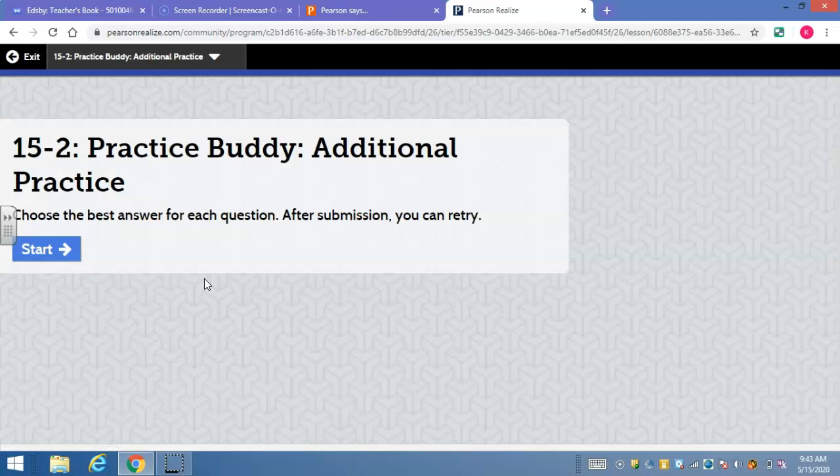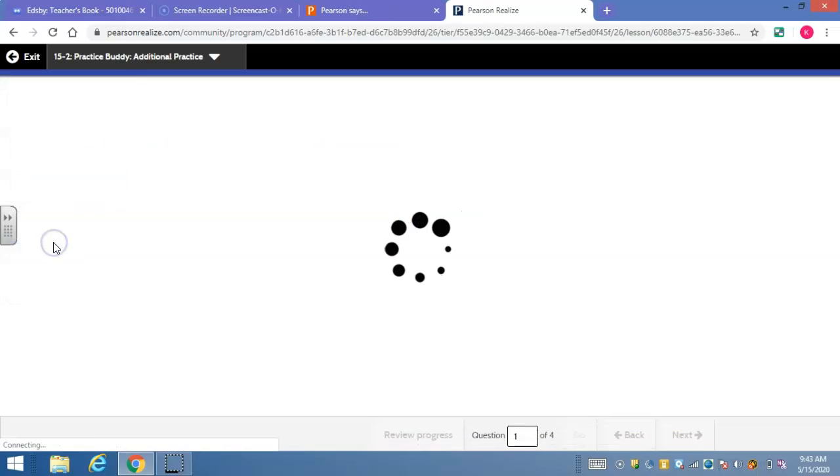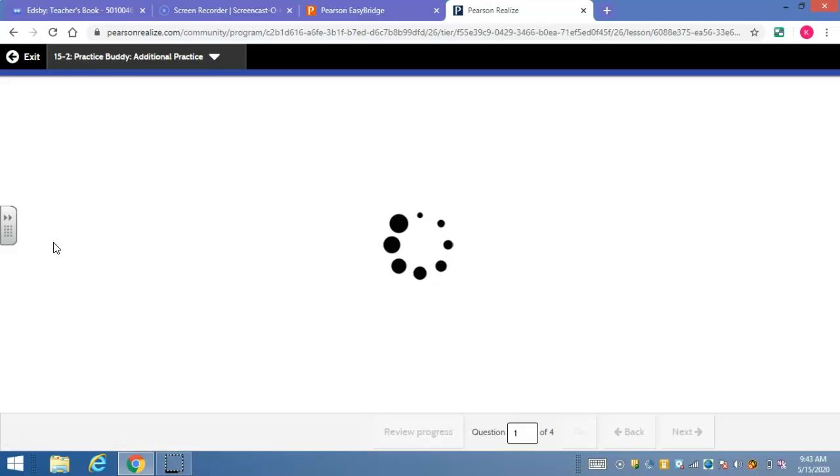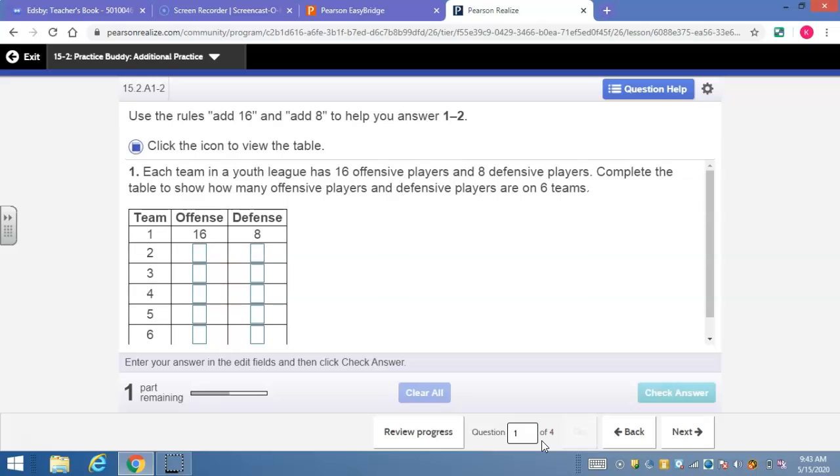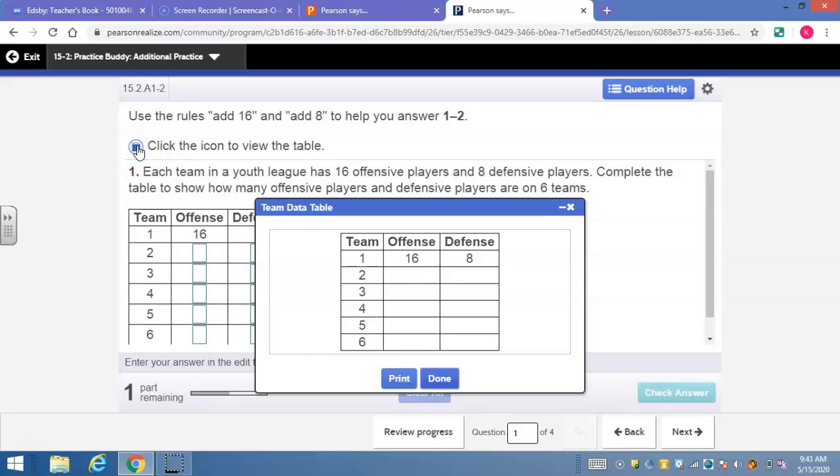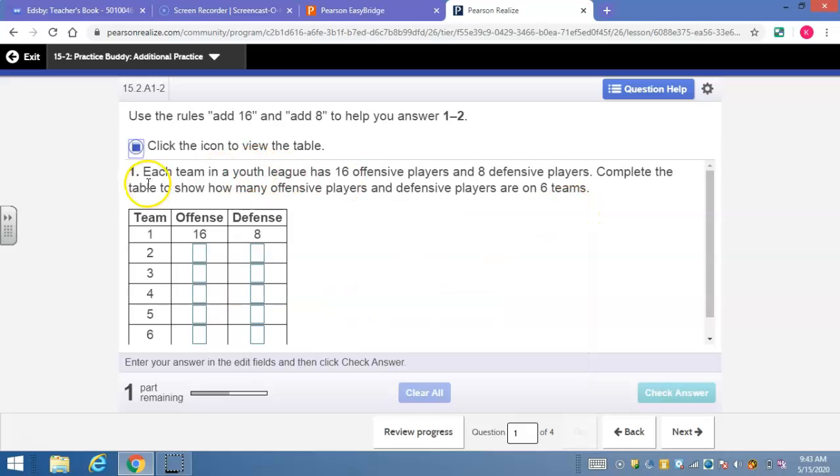Here we go. And let's go ahead and start this. And there's only 4 questions this time, and that's wonderful. Not quite as much to do. And remember, if you need to look at the table here as well, you can always click on the icon.